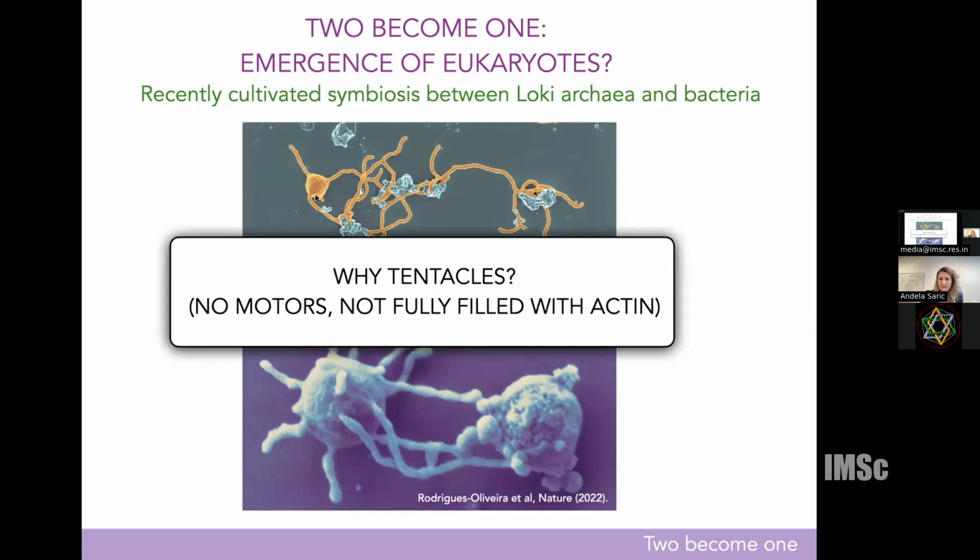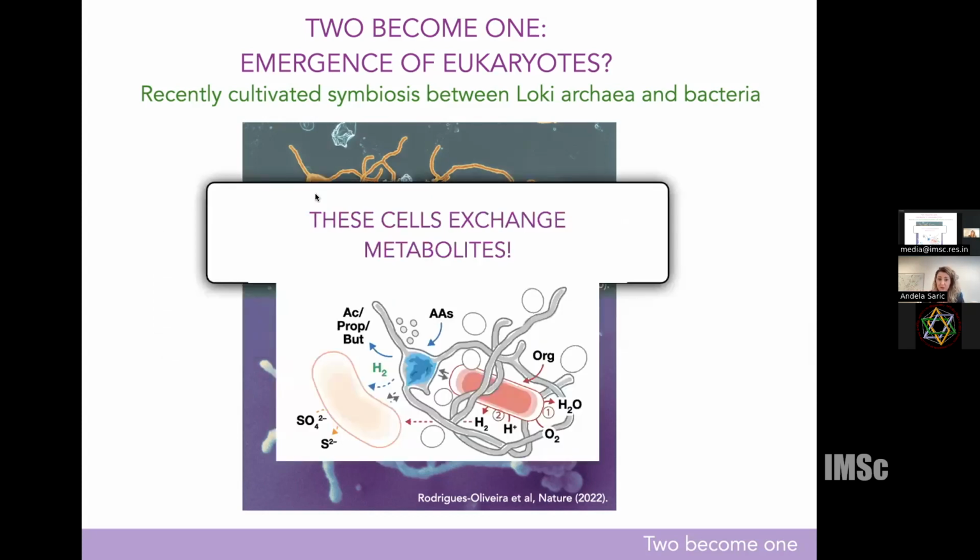There's a bit of actin in some of these, but not fully filled. Also, they don't have motors. So we started to think, can you form tentacles simply by different types of interactions between a symbiont and a host? And what I thought was a key change in thinking for us is to realize that these cells make a symbiosis to exchange metabolites, right? I give something to my symbiont and the symbiont gives something to me. But what I give to the symbiont is very different than what the symbiont gives to me. So this interaction is not reciprocal.